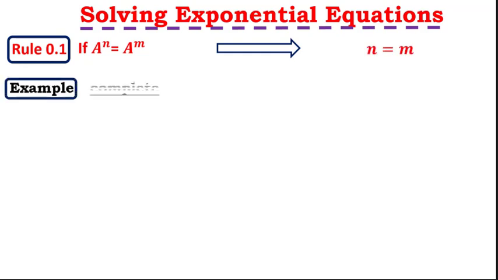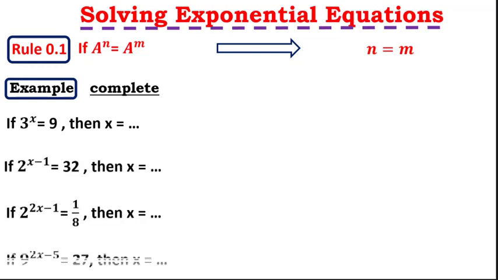For example, complete: 3 raised to the power x equals 9, then x equals what? To find the value of x, we will try to make the two bases the same. We have 9, and we can write 9 as 3 squared. Now we get 3 raised to the power x equals 3 squared. Then we have the same base, so x equals 2.